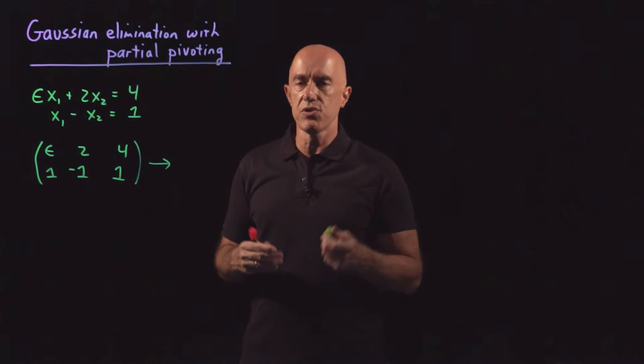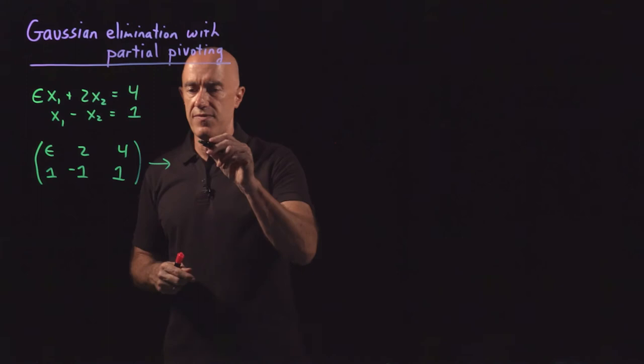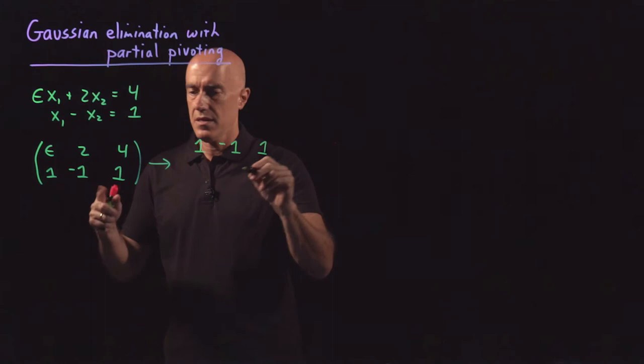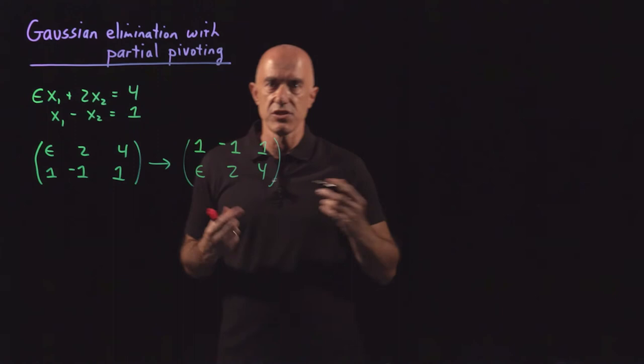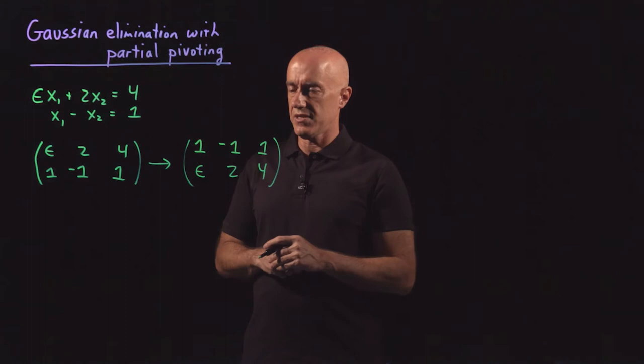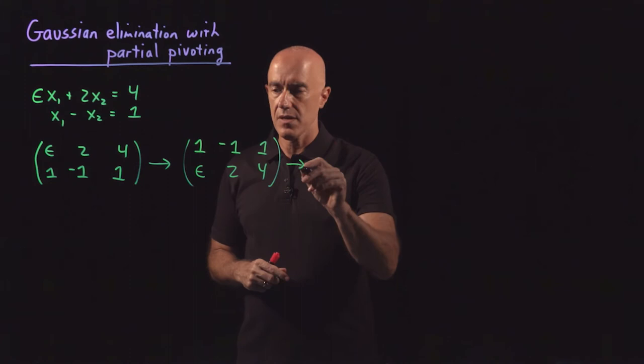So what we do is a row interchange where we move this 1 into the pivot. So we swap the rows. So we have 1, minus 1, 1, and epsilon, 2, 4. That's equivalent to just changing the order of the equations, so a valid operation for Gaussian elimination. Now we use the 1 as the pivot. So the first row is 1, minus 1, 1.